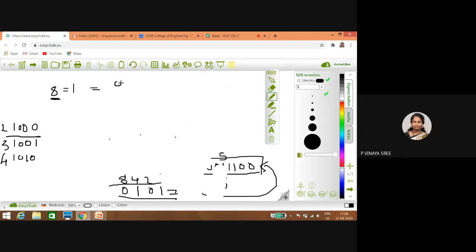0 2 4 2 1: 0000. Next is 0001, then 0010. Then 0011, 0100. Until 4, I said to write as binary only.